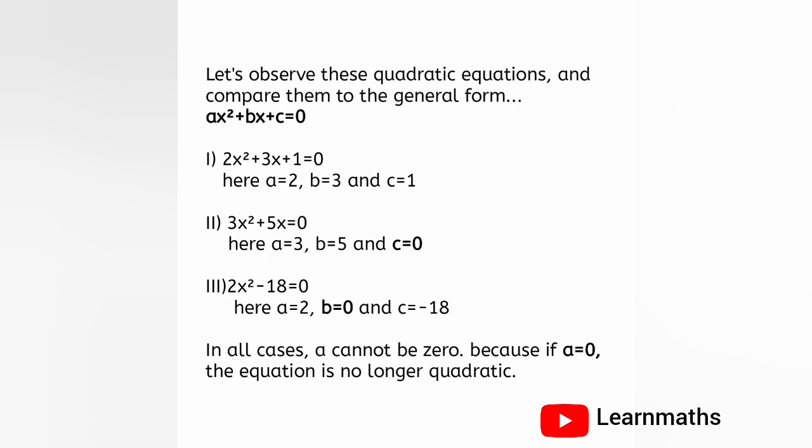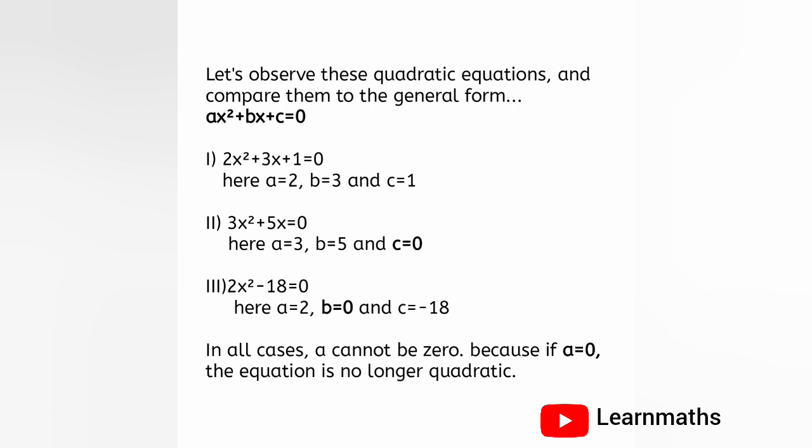Now look at the second quadratic equation: 3x squared plus 5x equal to 0. Now here, a is 3, because we have 3 being close to x squared, right? And b is 5, we have 5 being close to x. But there is no c, so we can just assume c is equal to 0. Now to the third quadratic equation, we have a being 2, because it's 2 we have close to x squared, and b equal to 0. If you look at the equation properly, you will notice that there is no x, there is no number close to x, so there is no b. But we have a number that is a constant, which is c, and that c now is negative 18.